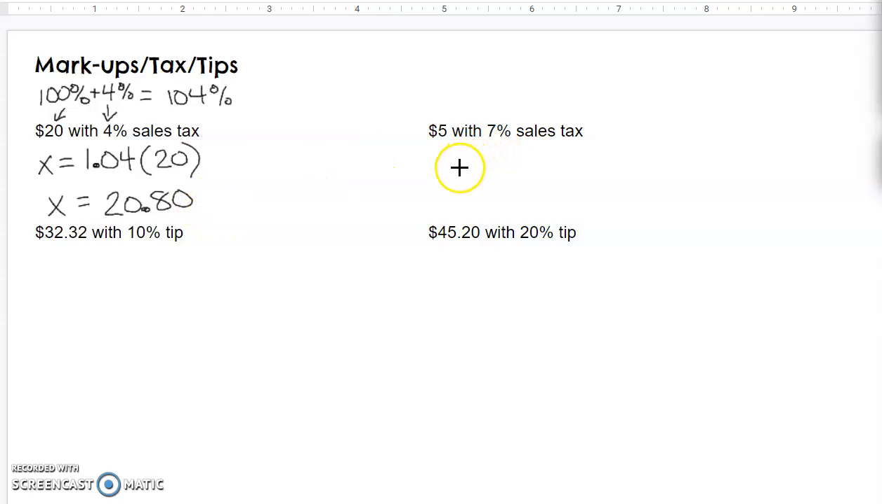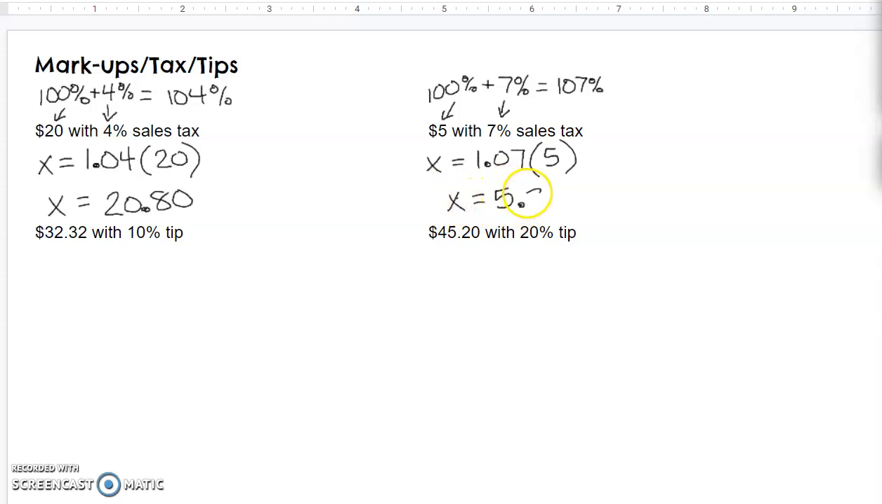Okay, if I have a $5 item with a 7% sales tax, again, I am paying for 100% of this item, an additional 7% of 5. So that gives me 107% of 5 is what I'm paying. So again, take 107%, convert it to a decimal, multiply by 5, and I get $5.35.